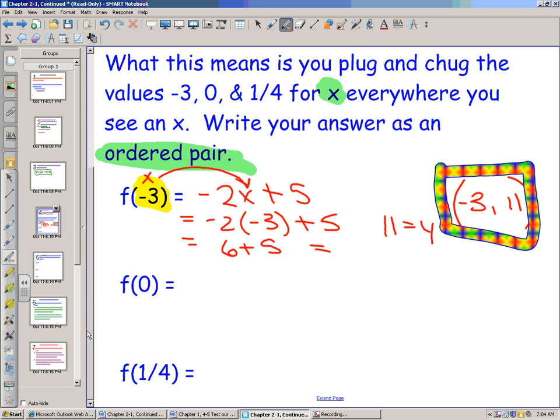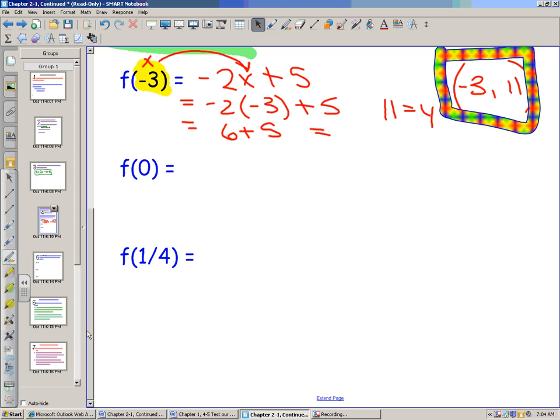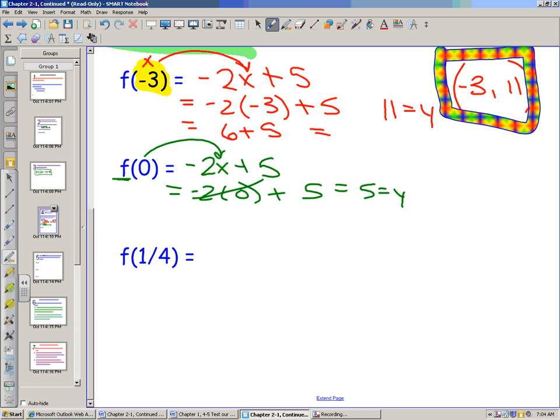Let's do it again. What is f defined to be? Why f? Because it says f at 0. So I take my f function, negative 2x plus 5, and every place I see an x, I plug in 0. Negative 2 times 0 is 0, which gives me 5. That is my y value. Am I done? No, because the directions said to put it in an ordered pair. So what was x? 0. And what did my y turn out to be? 5. Now I'm done.